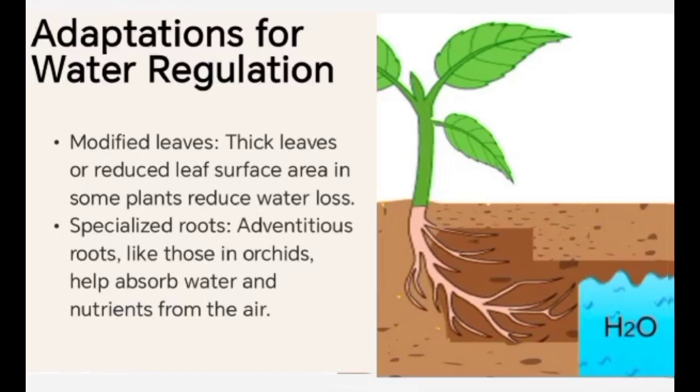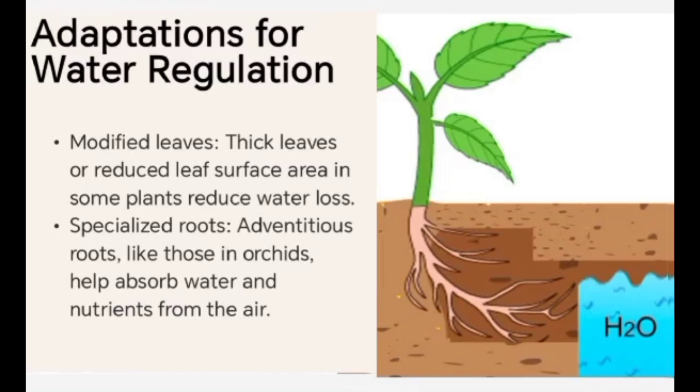Modified leaves. Thick leaves look like thick, fleshy leaves, like a succulent. It acts like a water reservoir, storing moisture for when times are tough. This reduces the need for the plant to constantly absorb water from the soil. Reduced leaf surface, on the other hand: some plants have small, needle-like leaves or even no leaves at all. This minimizes the surface area exposed to the sun, reducing water loss through evaporation.